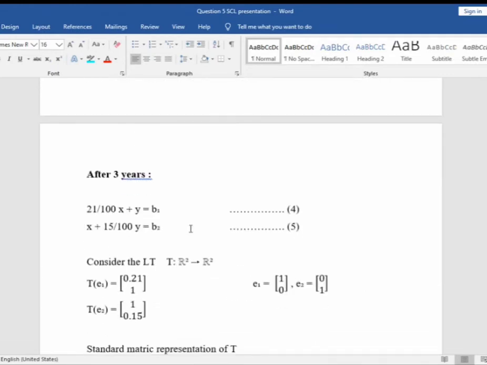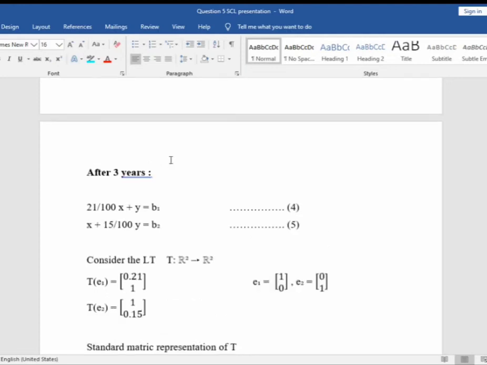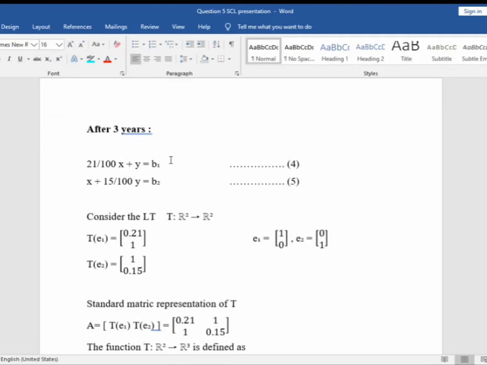Okay, next, the second question is after 3 years. We know that each year the number of people moving from Kuala Lumpur to the surrounding cities increases by 7%. So after 3 years, that means 7% each year will move, so we multiply the 7% by 3, and we get 21%. We just do the same as the previous question, but we just change this increasing percentage.